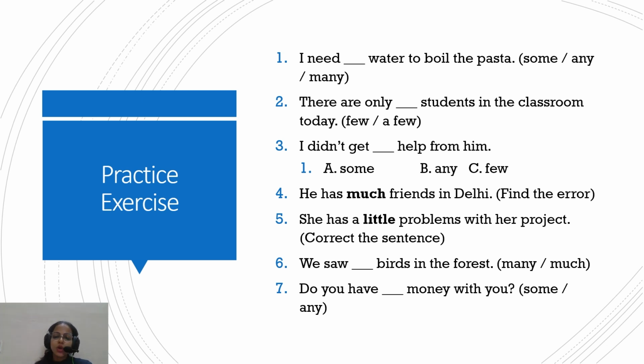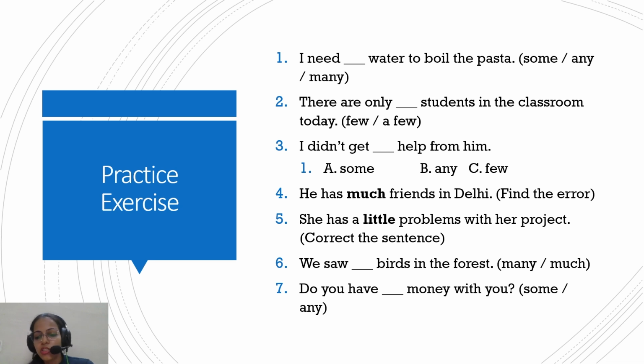She has a little problem with her project. So problems is again a countable noun. So little is wrong. So she has few problems with her project. She has some problems with her project. Some is a problematic quantifier that can be used anywhere. She has a few problems with her project. We can say that. Little is wrong for sure.